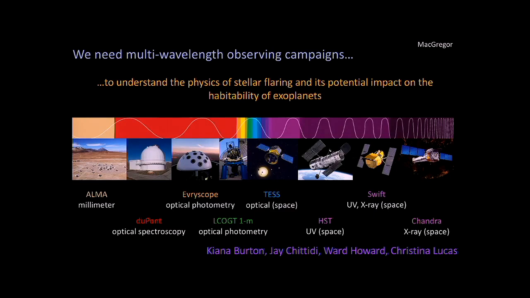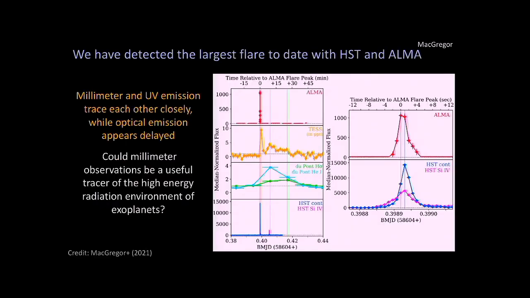So what I set up was a campaign where we went back to Proxima and we spent 40 hours observing it simultaneously with ALMA, several ground-based optical telescopes, TESS, Hubble, Swift, and Chandra, so we could cover the entire millimeter all the way through X-ray part of the spectrum. It's very hard to get all 8 of these telescopes to actually observe the same target at the same time. There was a very long email thread with me and a bunch of telescope schedulers all trying to negotiate orbits. But if you manage to do this, you get some really beautiful data.